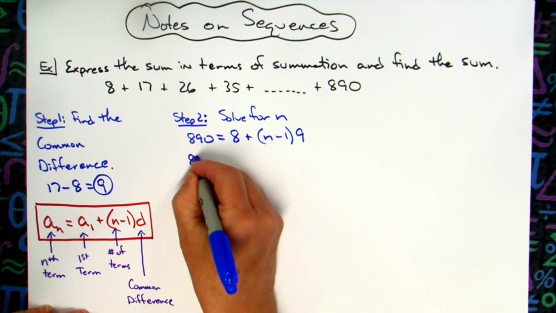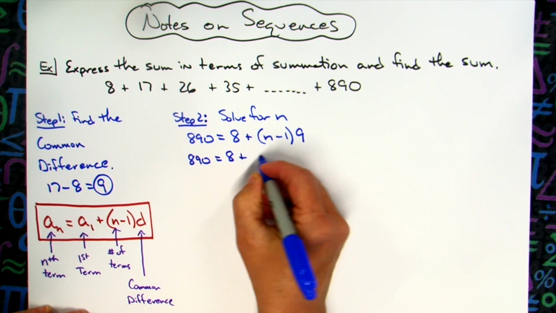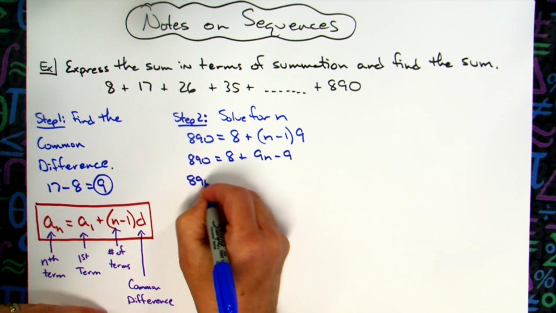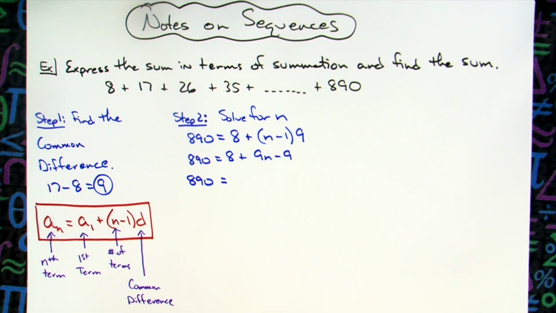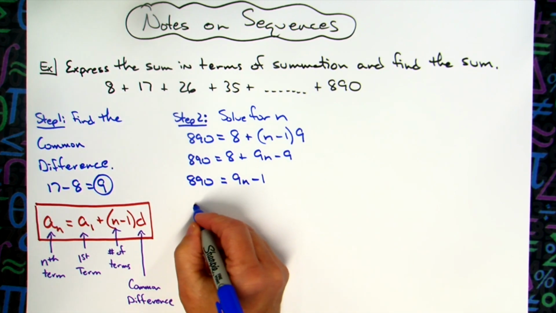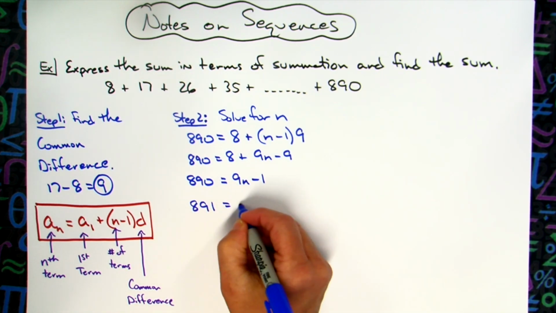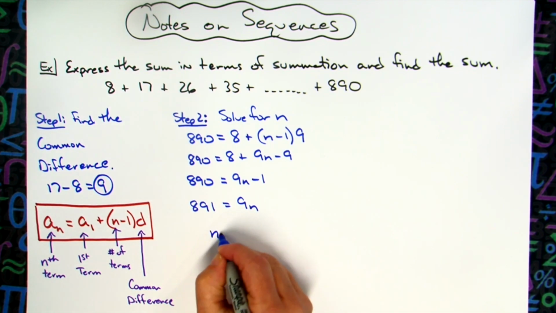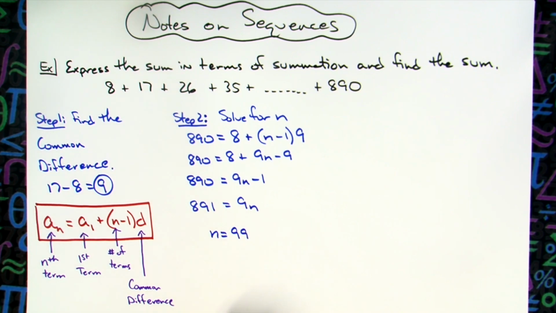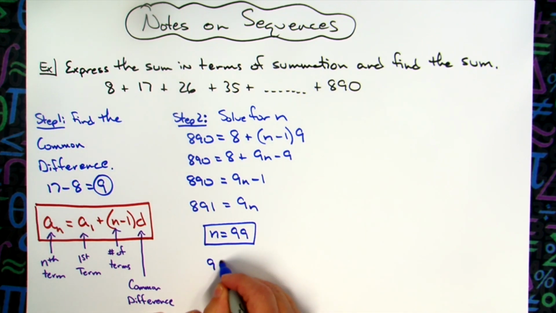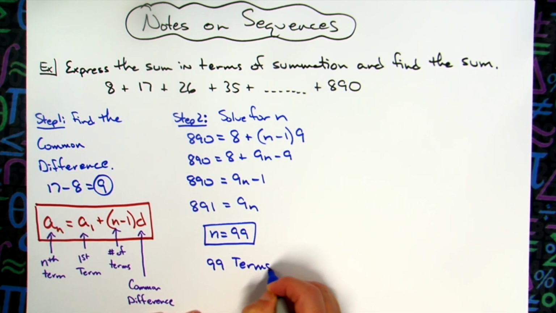So I'm going to have 890 equals 8 plus 9n minus 9. We'll have 890 is equal to, 8 minus 9 is minus 1, so 9n minus 1. I'm going to add 1 to both sides. 891 is equal to 9n. Then we divide by 9, and I'm going to use a calculator there. n is going to be 99. So that means this sequence of numbers has 99 terms.